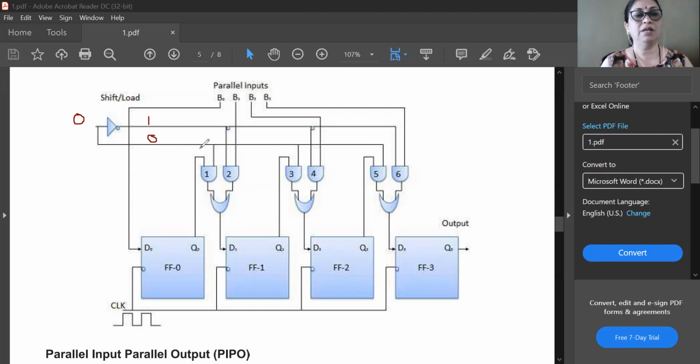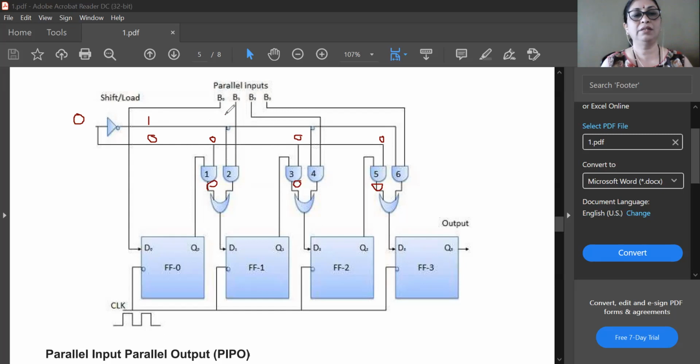In this case, one of the inputs of AND gate number 1 is 0, AND gate number 3 is also 0, and AND gate number 5 is also 0. So one of the inputs is 0, so whatever may be another input, its output will be 0. So output of AND gate number 1, AND gate number 3, and AND gate number 5 are equal to 0.